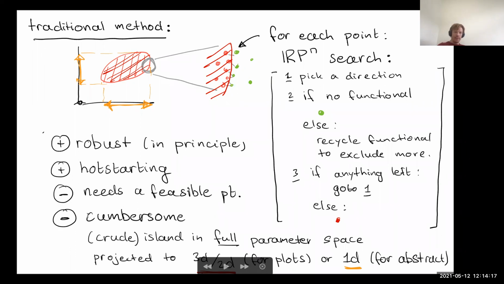Another disadvantage is that it's a very cumbersome method in general, because as this search and this picture show, you really get an island in the full parameter space. If you have a 13-dimensional parameter space, you would get a rough idea of an island in a 13-dimensional space. But you cannot plot such a 13-dimensional island. So you have to project that island down to the information you actually want to know, for example to 3 dimensions or 2 dimensions, if you want to put nice plots in your paper. Or if you want to put some numbers in the abstract, that would be effectively a projection down to 1 dimension, where you project along the horizontal or vertical axis and say, this is the interval of scaling dimensions. If this is delta sigma horizontally and delta epsilon vertically, you would say, this is the window in which delta sigma must live. So in some sense you get too much information from this traditional method.